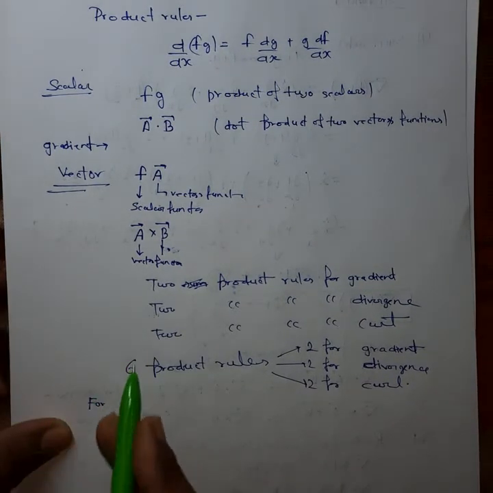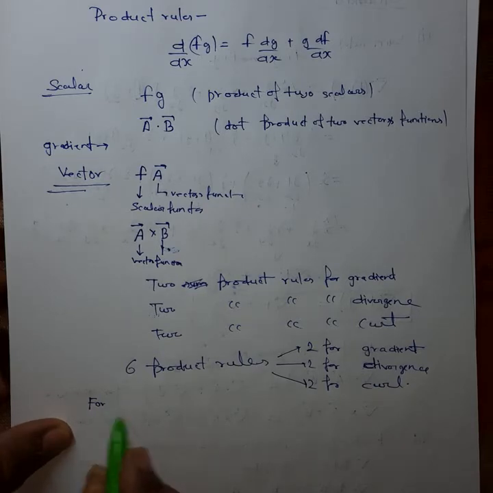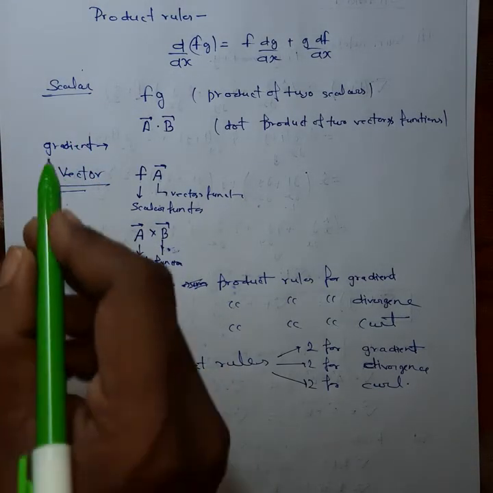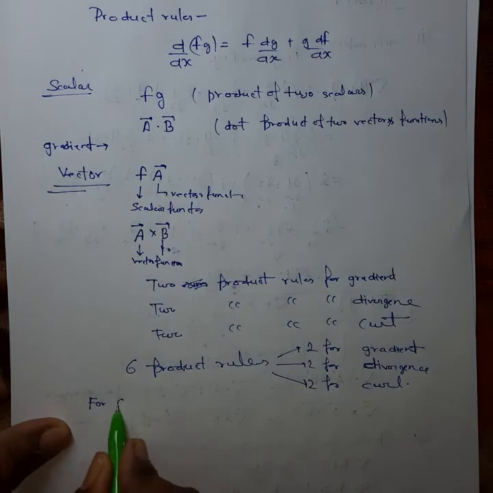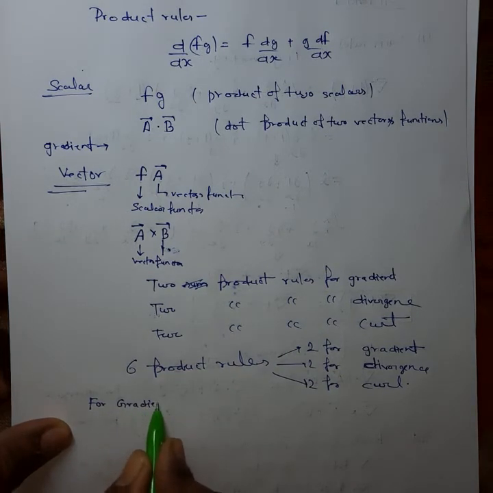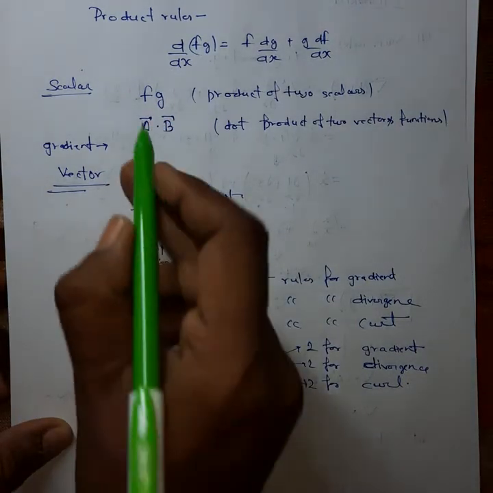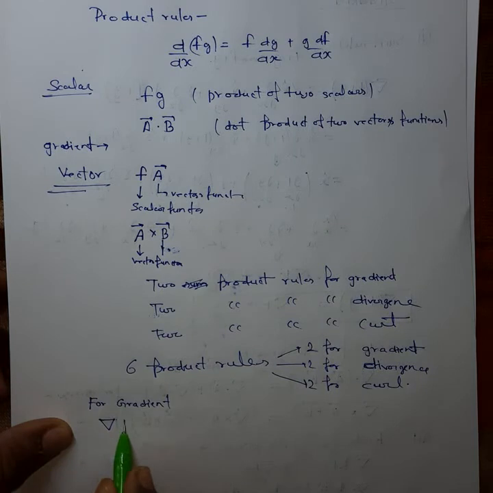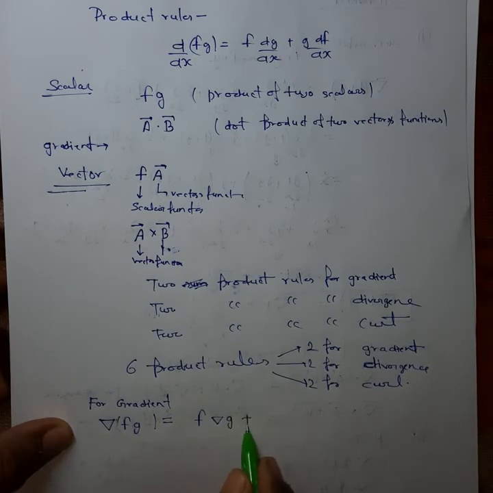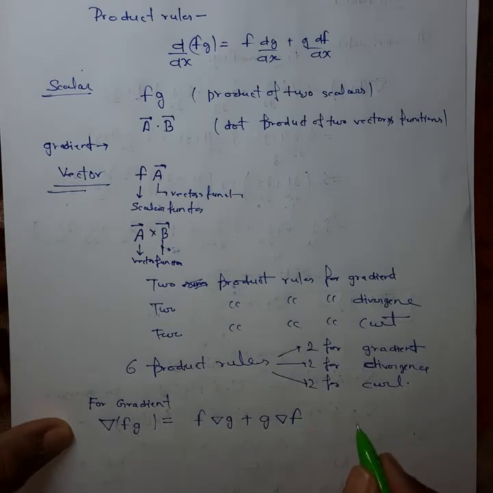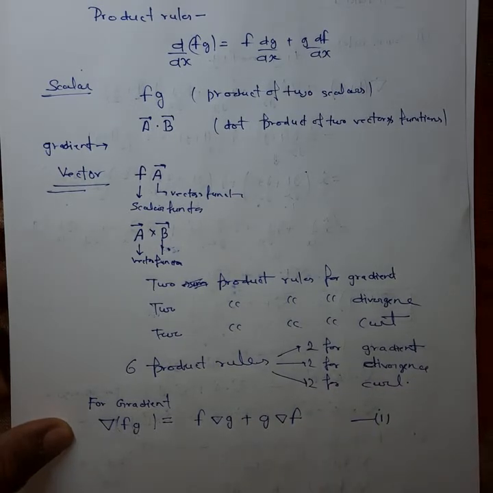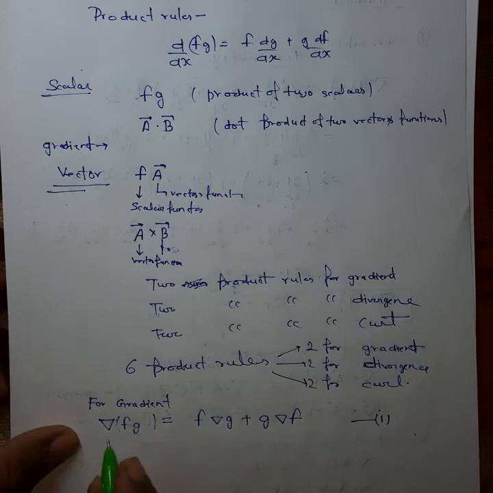So let me write the product rules. I am directly writing from the book the product rules for gradient. There are 2 product rules for gradient. The gradient of the product of 2 scalar functions will give you f gradient of g plus g gradient of f. This is your first product rule for gradient.